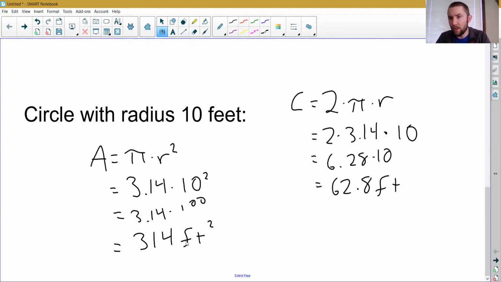Okay, if you have any questions at all about finding the area or the circumference of a circle given either the diameter or the radius, please let me know. Otherwise, that's it for now. Next week, we will move on to 3 dimensions, and we will talk to you soon.